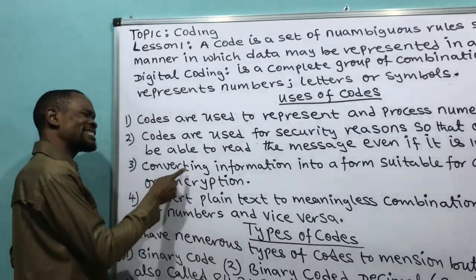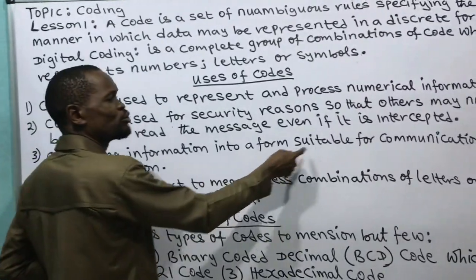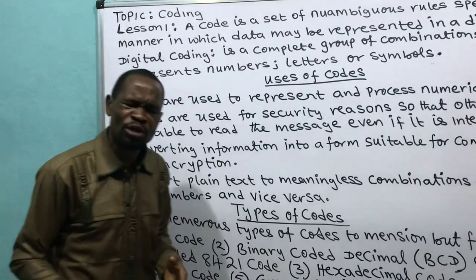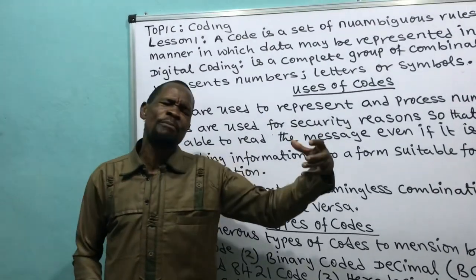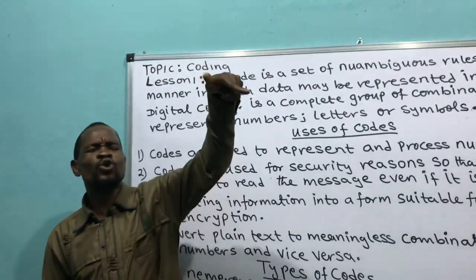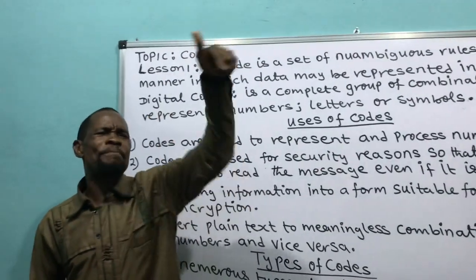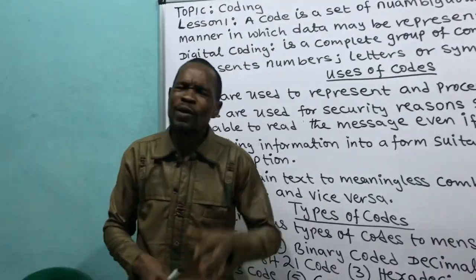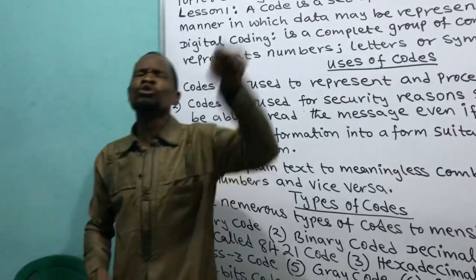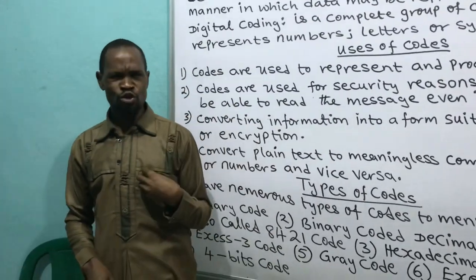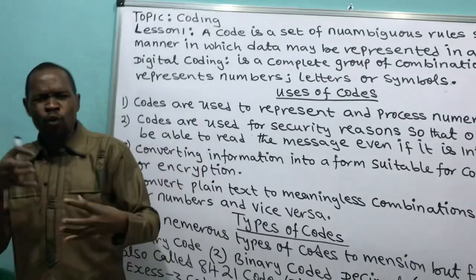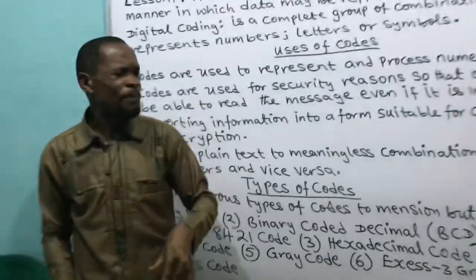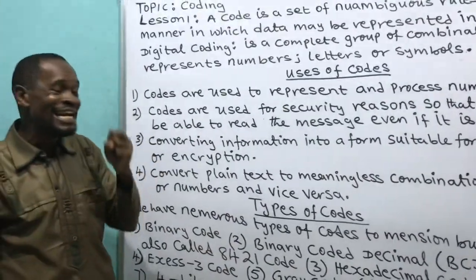Number 3, converting information into a form suitable for communication or encryption. What do we mean by encryption? Somebody may send money from abroad to you, and that person will send a code to the bank, which only you and the bank will interpret. So when you go there to collect the money, the bank will ask you to interpret the code. If you can't interpret the code, the money will not be given to you. That's what we call encryption. So it's only when you interpret the code that you will be able to get the money.